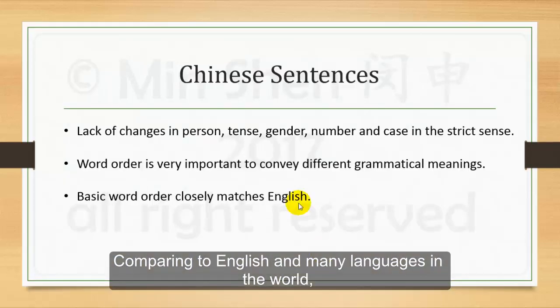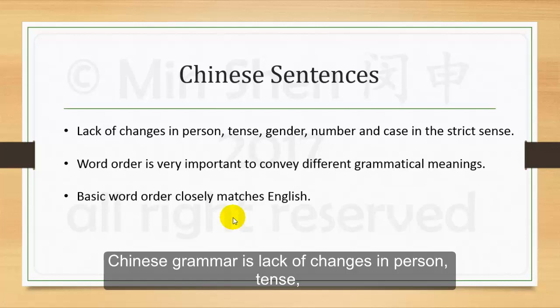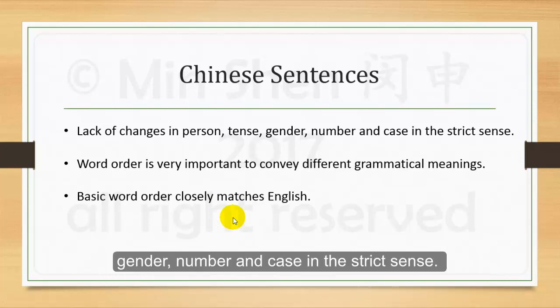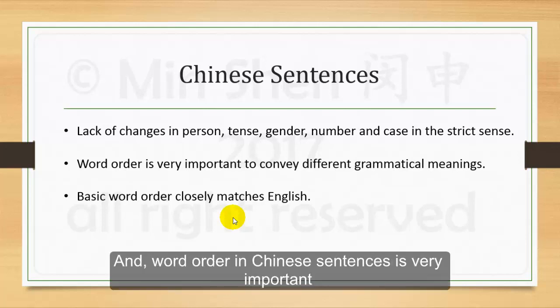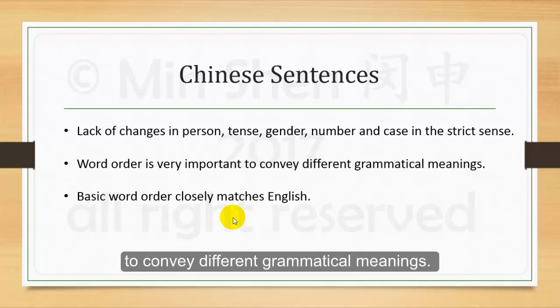Comparing to English and many languages in the world, Chinese grammar lacks changes in person, tense, gender, number and case in the strict sense. And word order in Chinese sentences is very important to convey different grammatical meanings.